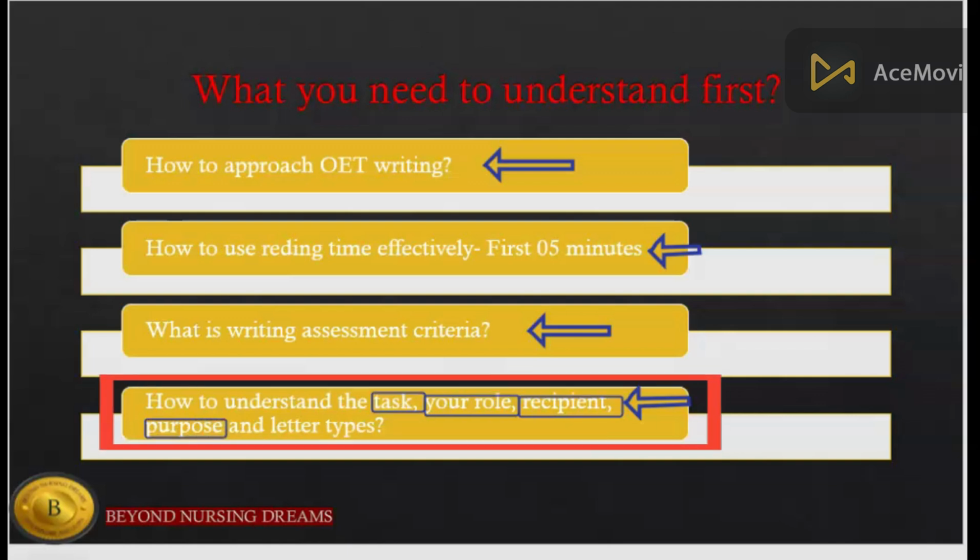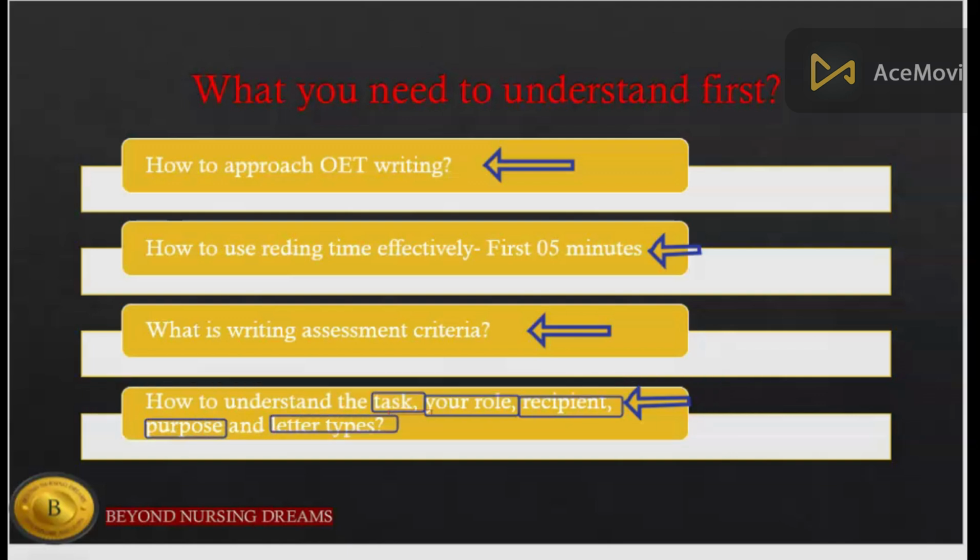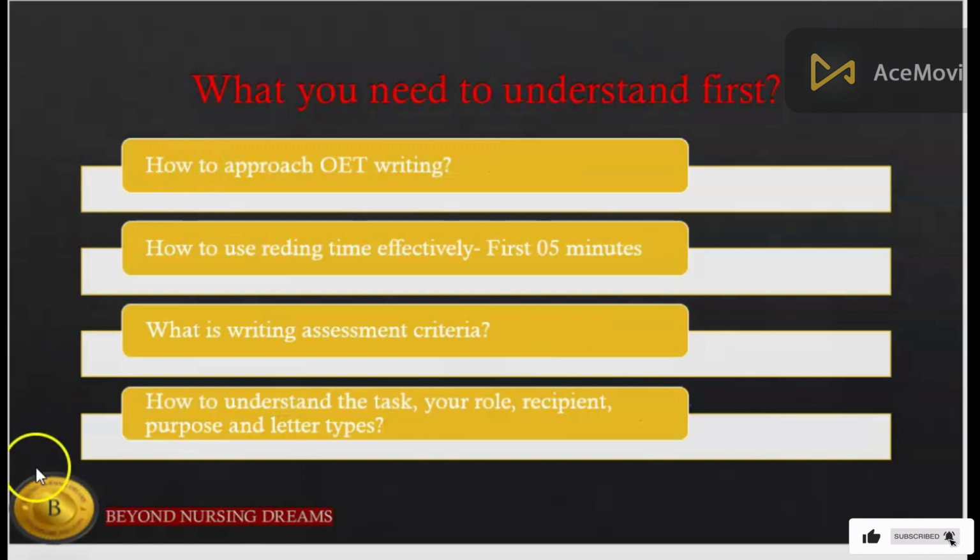I mean, the type of letter. Is it a transfer letter? Is it a discharge letter? So if you understood these things during your reading time, which is 5 minutes before starting the actual writing, it will be very beneficial for you.